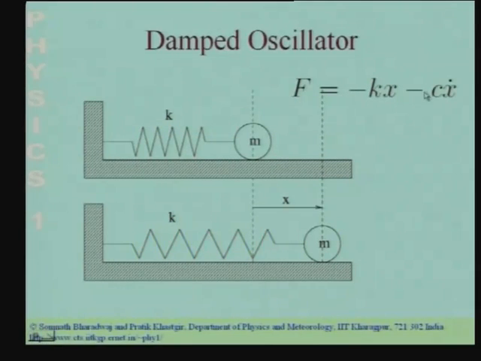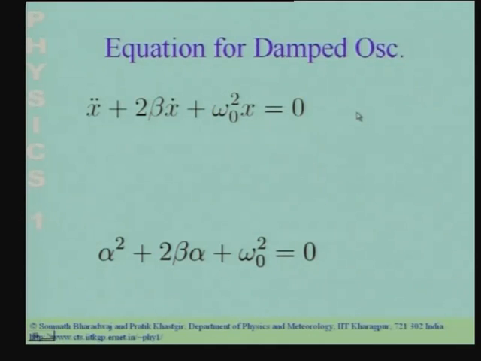But now, you also have an additional force which is proportional to the velocity, and this is the damping force, which is the main difference which arises when you consider a damped oscillator. The equation governing the damped oscillator which we had considered in the last class is again shown over here. You have x double dot, which is the acceleration. The whole equation of motion has been divided by the mass.